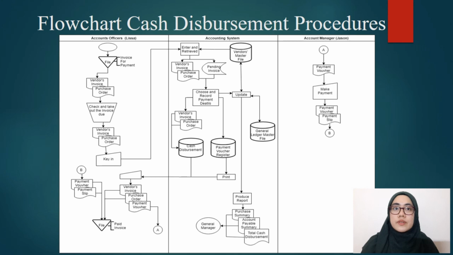Then, Lisa prints out the payment voucher and retrieves the vendor invoice and purchase order copy. The payment voucher is forwarded to Jason. After Jason makes a payment to the vendor using online banking, he sends back the payment voucher together with the payment slip to Lisa. Lisa then files the vendor invoice, purchase order copy, payment voucher, and payment slip into the paid invoice file.